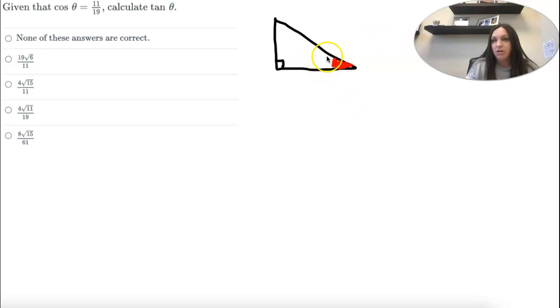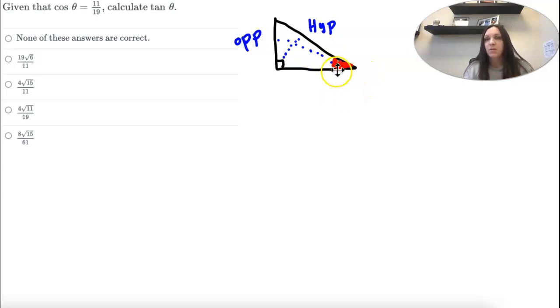And then we label our sides. I like to start with the long one across from the right angle. That's called the hypotenuse. And then I go across from our reference angle, and that is the opposite side. Think if you're sitting opposite from someone, you're across from them. And then the last one is called the adjacent. If you're sitting next to someone, you're adjacent to them. So I'm adjacent to the reference angle.